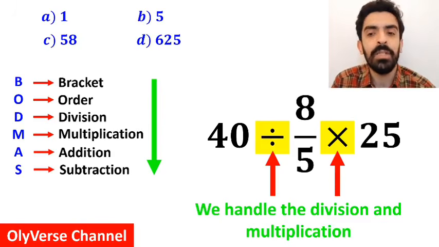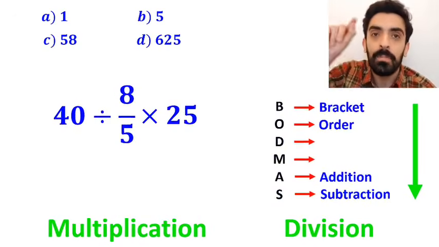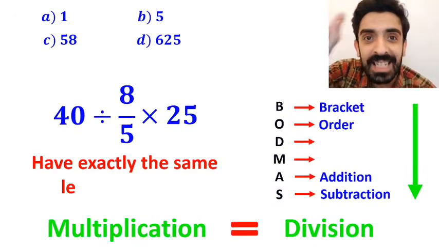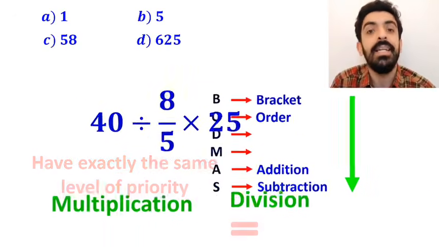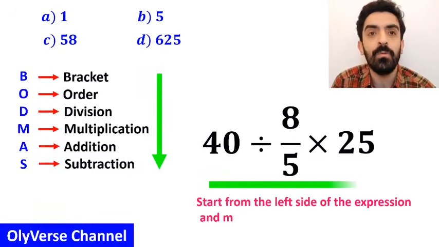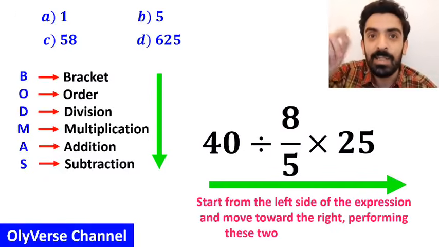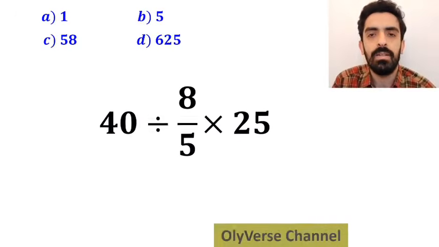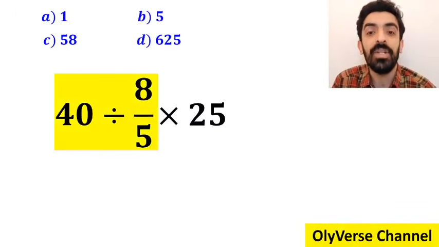However, it's very important to note that in the BODMAS rule, multiplication and division have exactly the same level of priority. In this situation, the best thing to do is to start from the left side of the expression and move toward the right, performing these two operations in order. So, first we perform the division between 40 and 8 over 5.